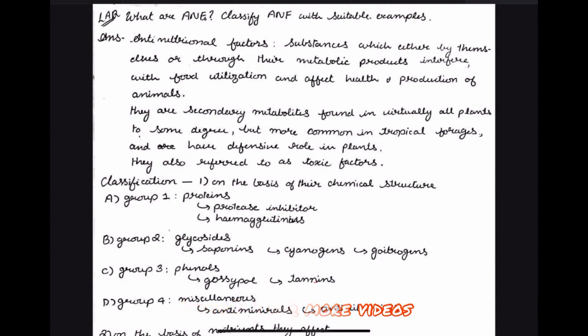So first, let us look at what is the definition of anti-nutritional factor. They are substances which, either by themselves or through their metabolic products, interfere with food utilization and affect health and production of the animal. So as the name suggests, they are the factors which affect the nutrition.